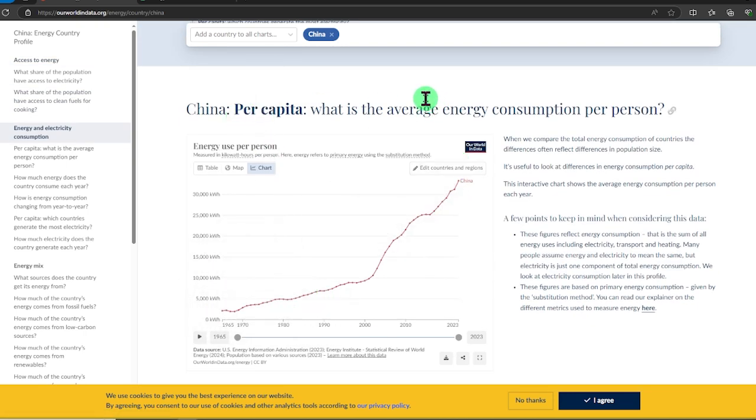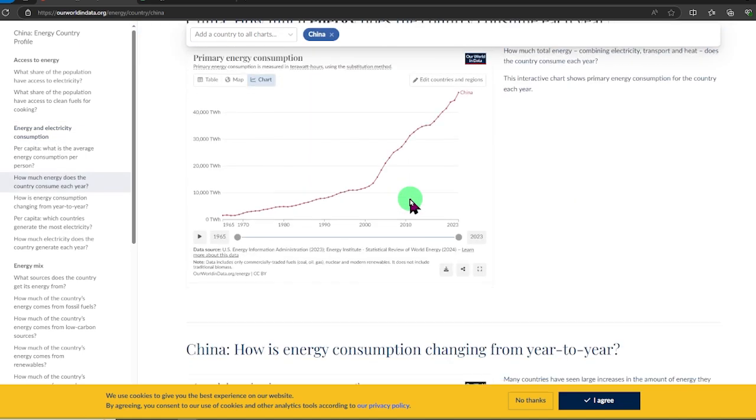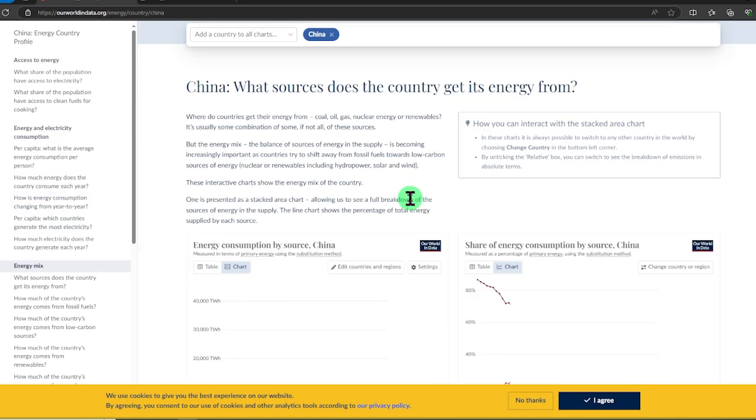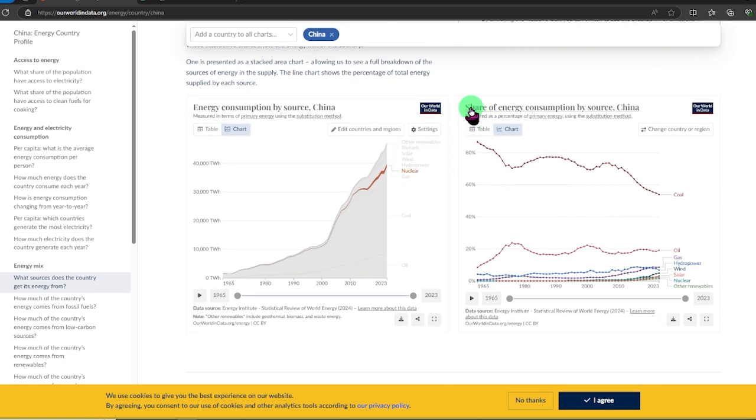Per capita, what's the average energy consumption per person? So we can see that it's ranging in 67, and now China is just absolutely skyrocketing. There's just so much energy being consumed per person, and so forth. You can even see the share of energy that China has been consuming. 86% was coal in 1965, and now coal is dropping tremendously. Or now, I mean, it's still like 54%.